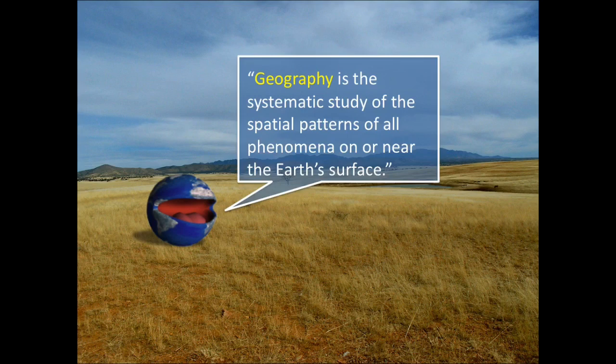Look at the word phenomena. A lot of people think it means phenomenal, awesome, great. Well, actually, phenomena just means something that happened. So if somebody tells you, you're phenomenal, you're something that happened. It makes it a lot less exciting. So phenomena is just something that happened. So it's something that's happening on or near the Earth's surface. So in geography, we look at things that happen on or near the Earth's surface, and we look at the patterns that we see on or near the Earth's surface.